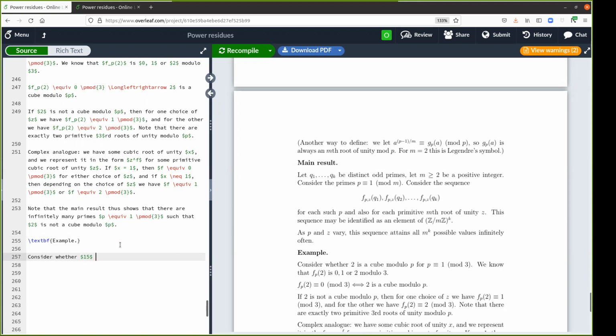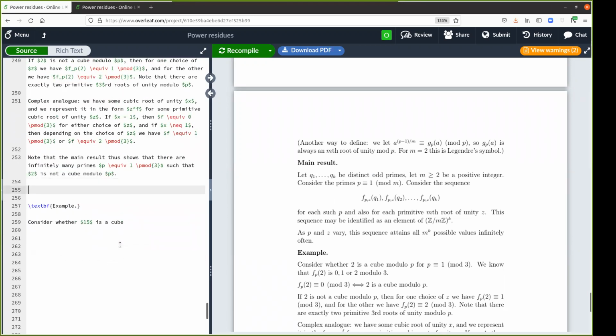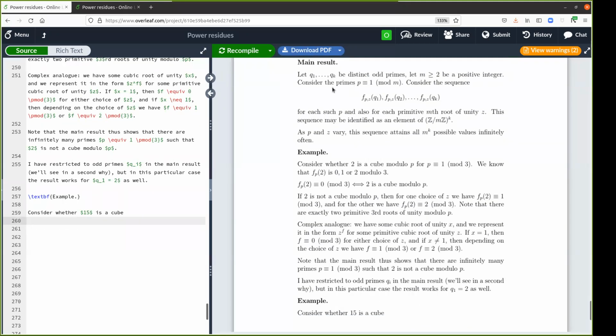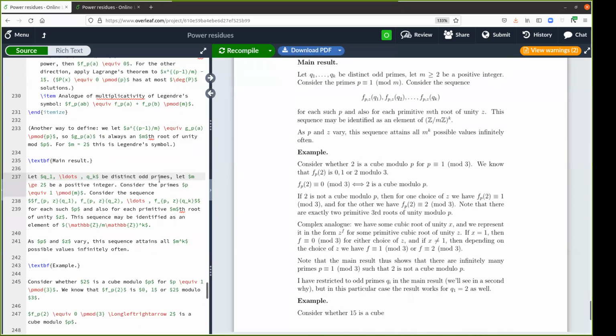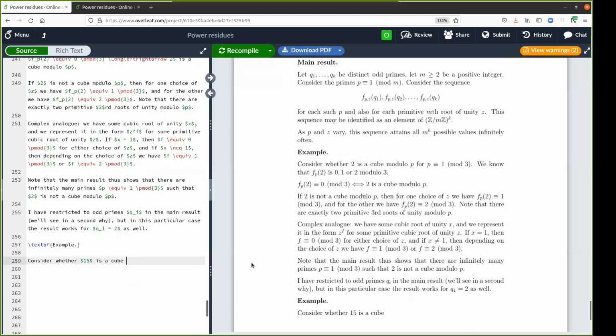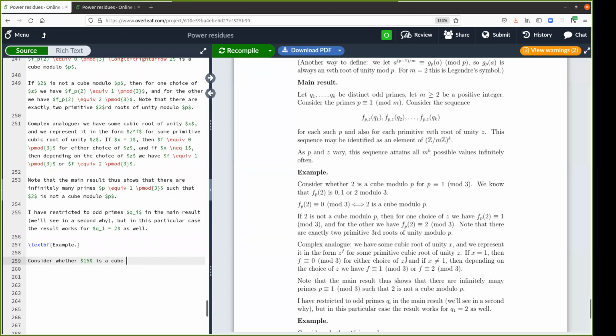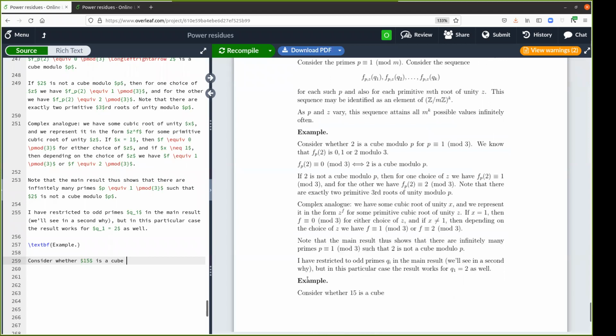So I have restricted to odd primes QI in the main result. So I really couldn't apply the main result in this form because I have said that the primes are odd. But there is another version of the main result which says that in this case we can apply the result. So there is no problem.